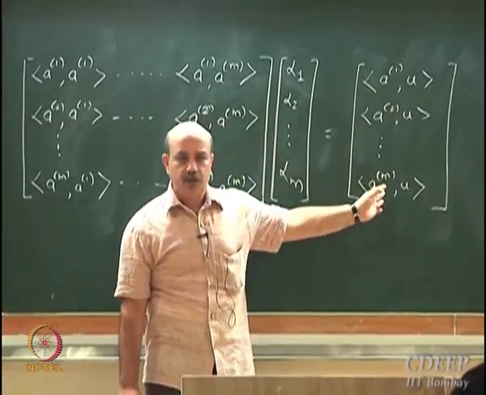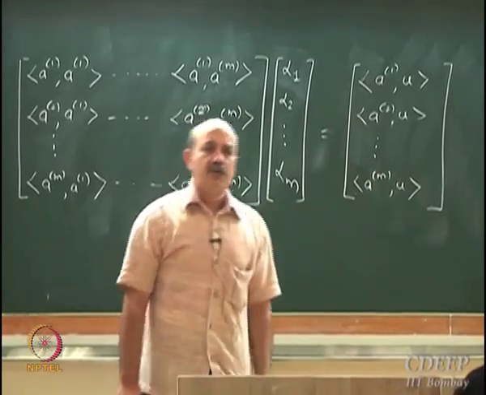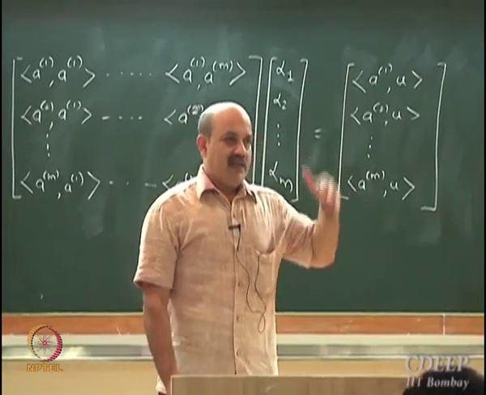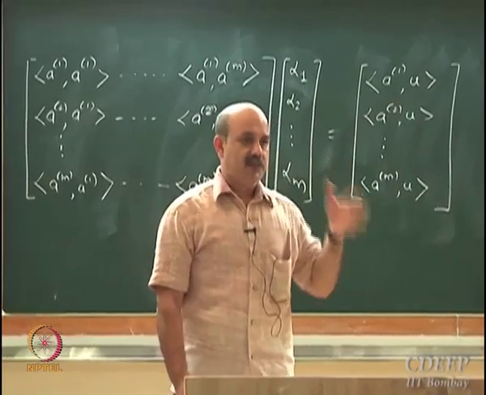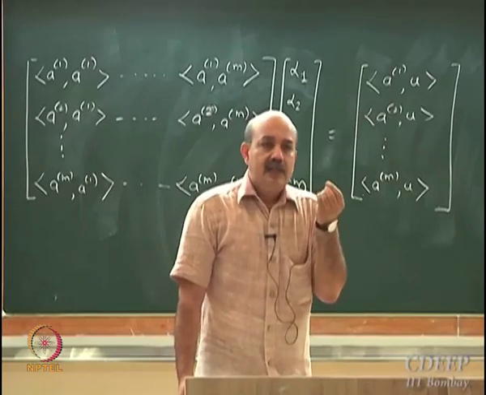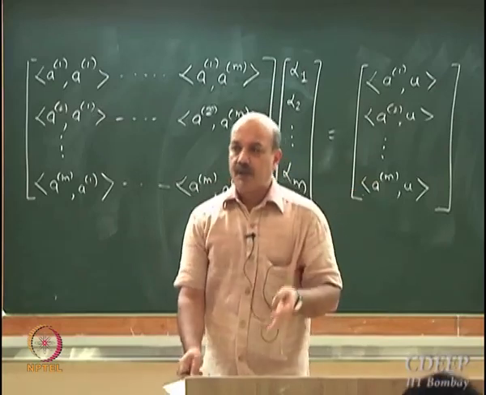And then you can solve for alpha 1 to alpha m. You can get a least square solution. Once you use this alpha 1 to alpha m, you get the projection vector onto the subspace S, which is at the least distance from u. So this is the best approximation of u.